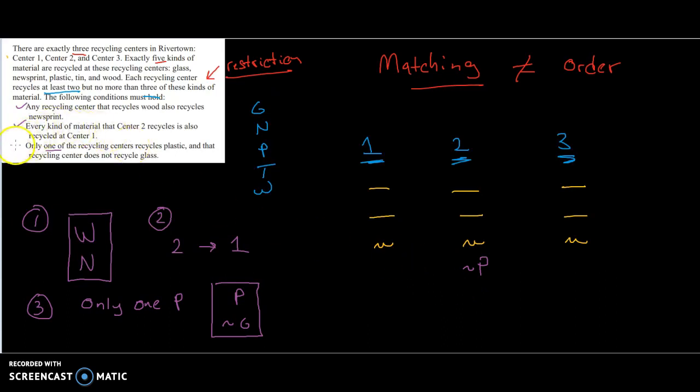And that's really it. That's as much as we can deduce from our rules here. We know that if we have wood, we also have to have N, newsprint. We know that whatever's in 2 also has to appear in 1. We know that there's only one recycling center that can have P. If we have P, no G allowed, no glass. And combining rules 2 and 3, we know that we cannot have plastic in recycling center 2. So the only places where plastic could go would be in 3 or in 1. But only one of them, right? We can't have it in both. And that's it. That's as far as we can go.